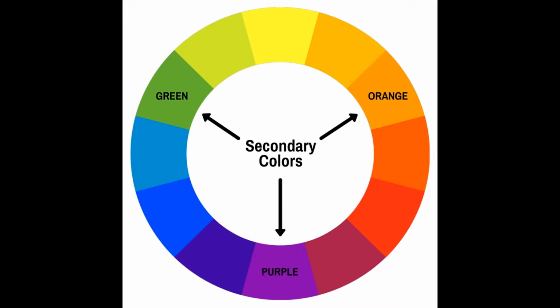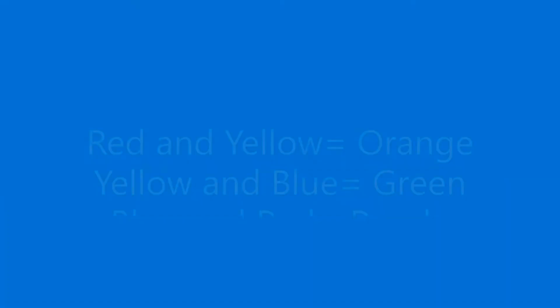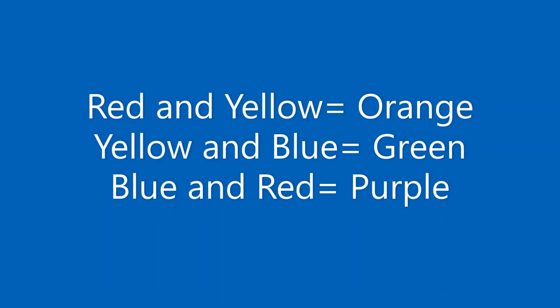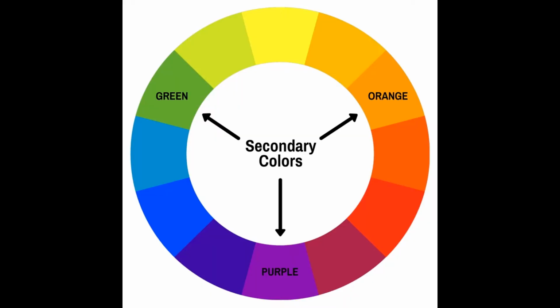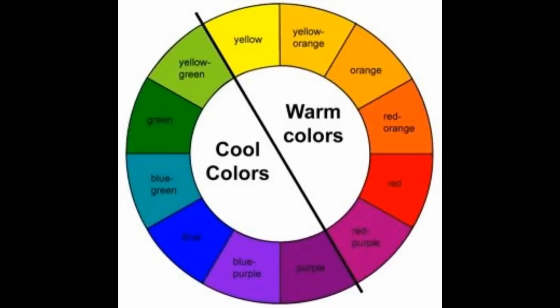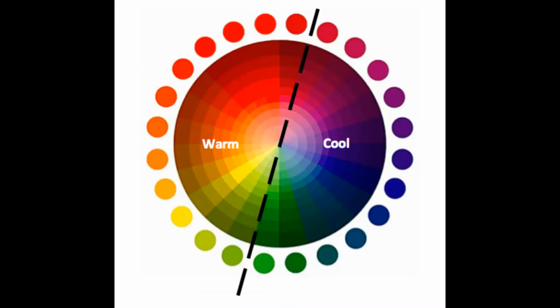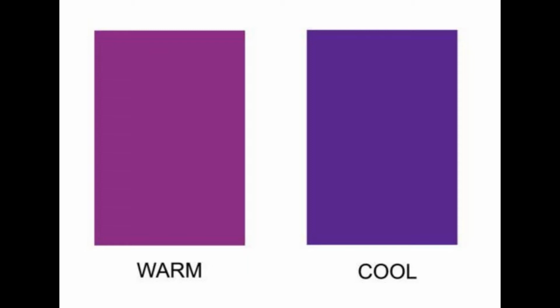Secondary colors are the colors you create when you mix the primary colors together. For example, red and yellow equals orange, yellow and blue equal green, and blue and red equal purple. Orange, green, and purple are secondary colors. Generally, reds, yellows, and oranges are warm colors, and blues, purples, and greens are cool colors. But you can have warm and cool of each individual color. For example, this is an image of a warm purple and a cool purple. The warm purple has more red in it, and the cool purple has more blue in it.